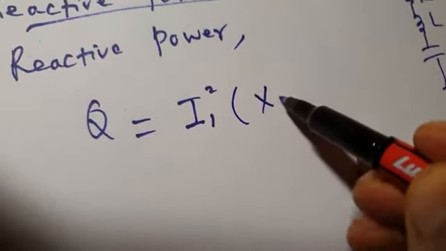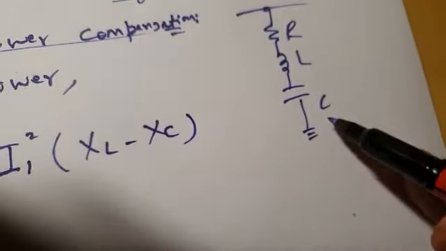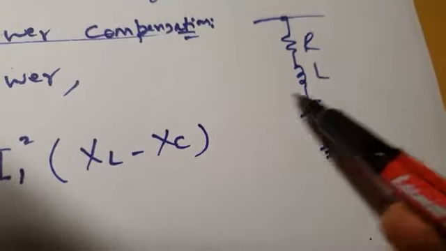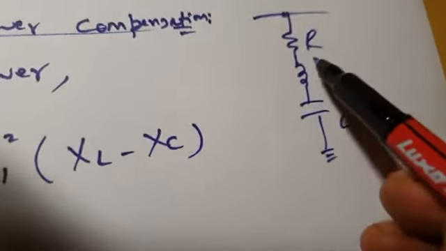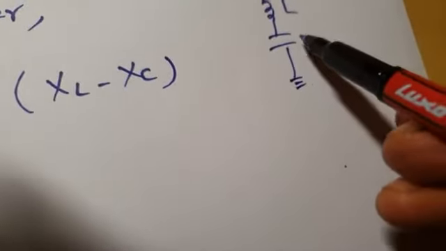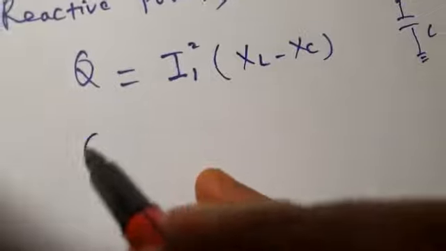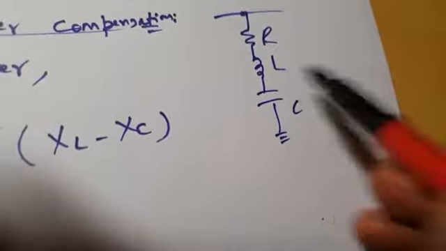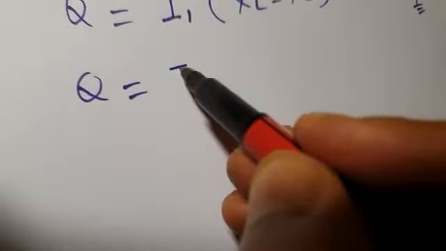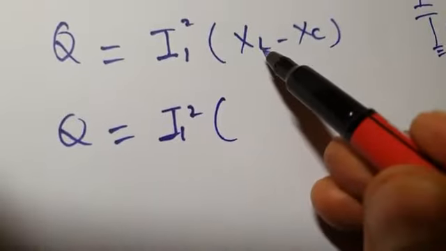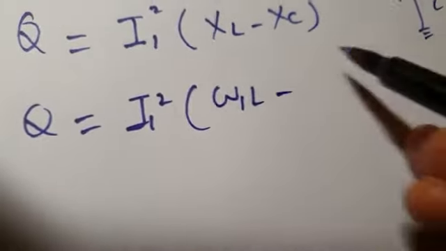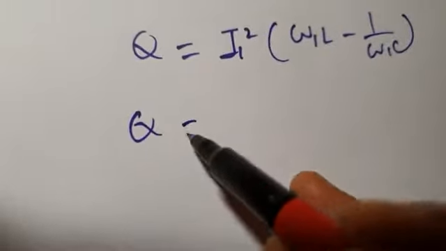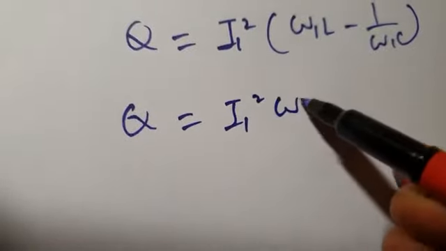So it is I1 square times (XL minus XC), because you have here L as well as C. XL is the inductive reactance, and XC is the capacitive reactance. C will generate the reactive power and L will consume the reactive power. So Q will be given by I1 square times (XL minus XC), where XL is omega 1 L and XC is 1 by omega 1 C.